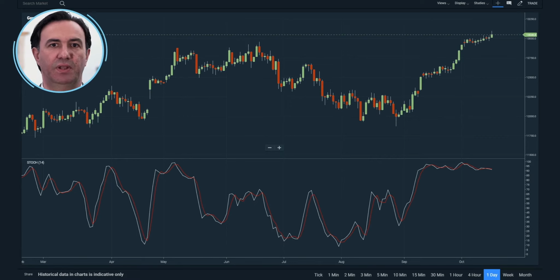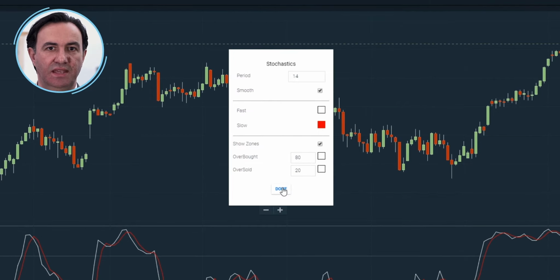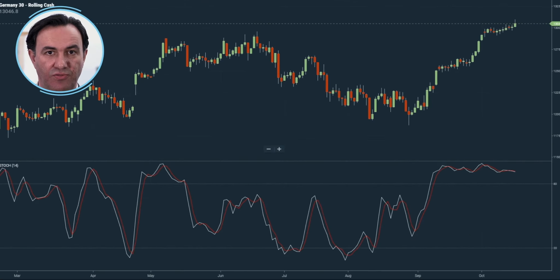Well, for example, a trader might want to define boundaries as 80 and 20. You can do this by going to the indicator settings, here, selecting show zones and setting the upper and lower boundaries.